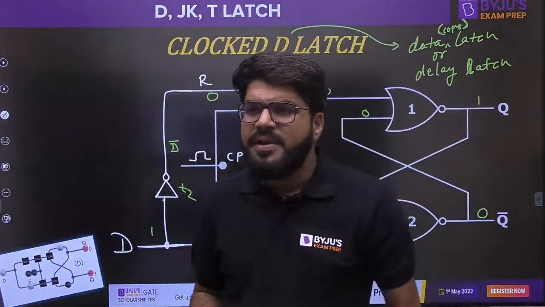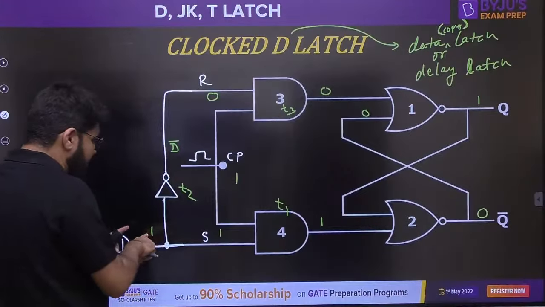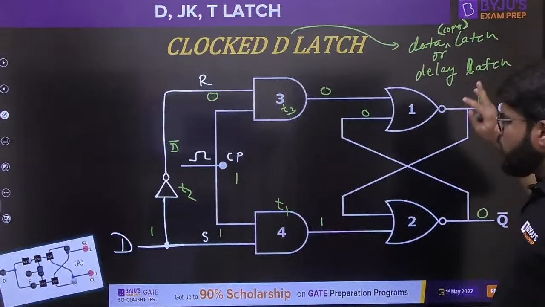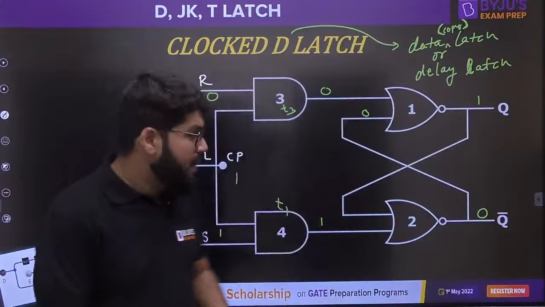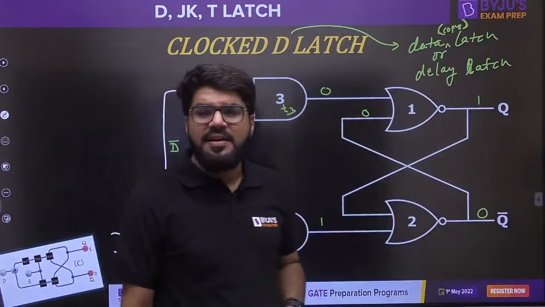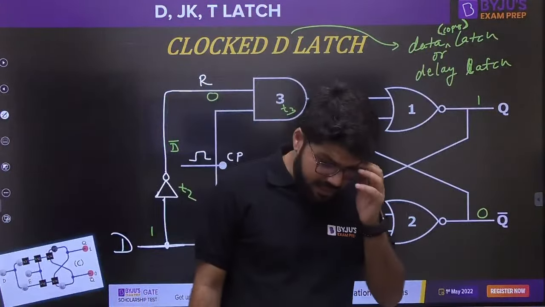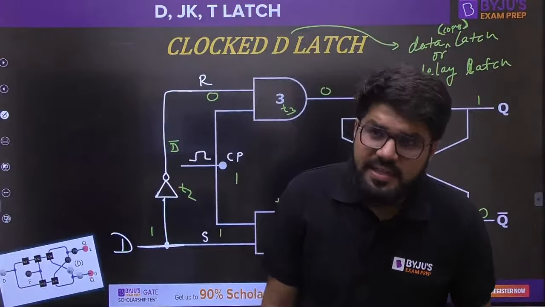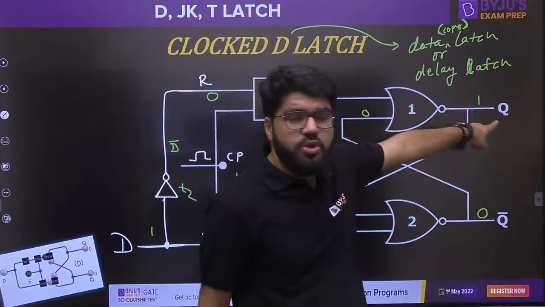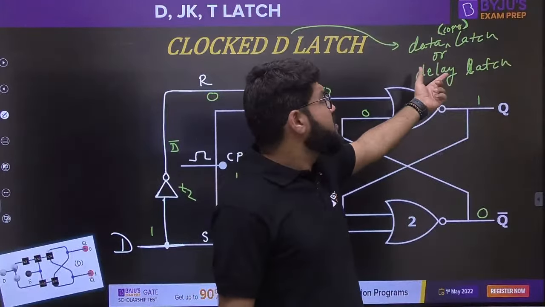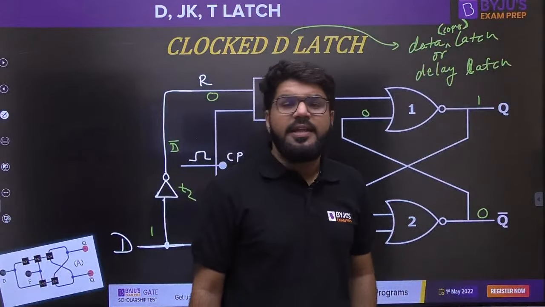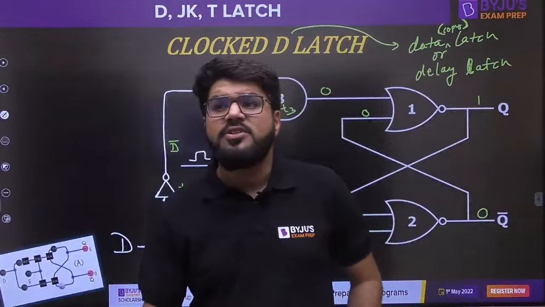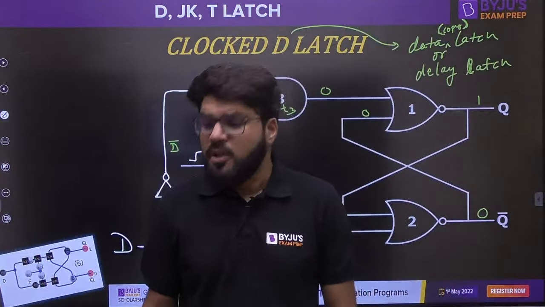But does it occur immediately? For this value 1 to appear at the output, it needs some time. It is going to travel through multiple gates, and there will be several delays involved. That means the data is copied to Q with a certain delay. It is not the case that you apply 1 here and get the output 1 there immediately. So this device is also used to hold the data, store the data for a particular point of time.